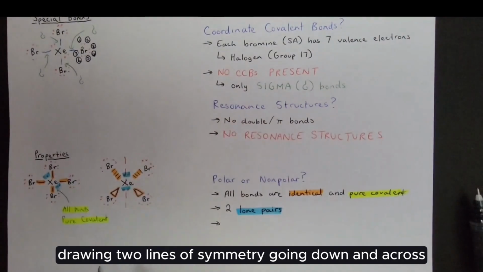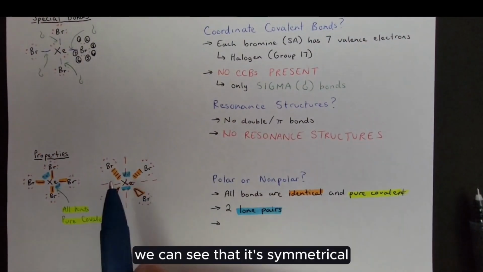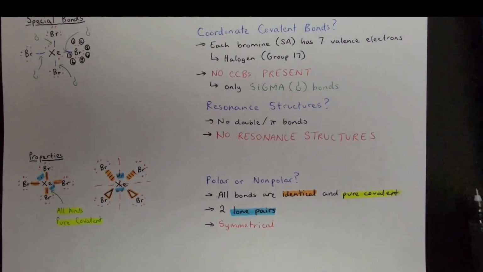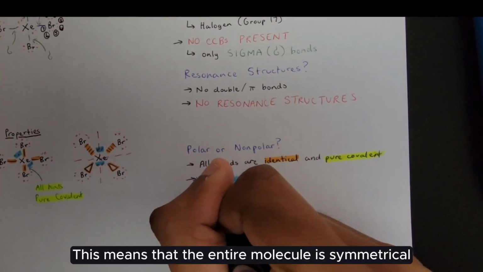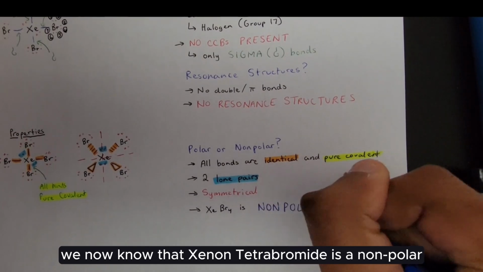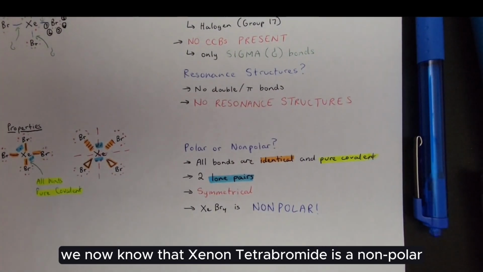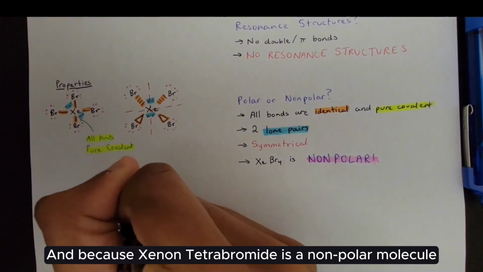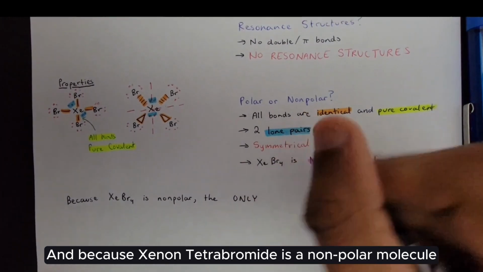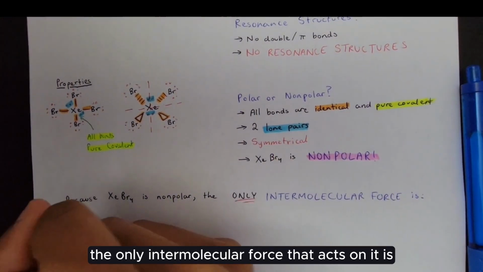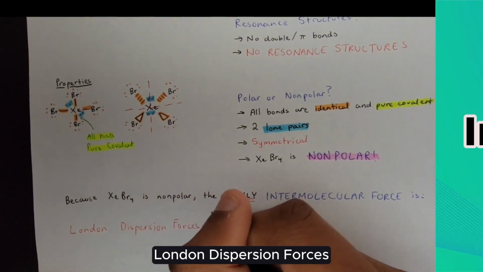Our next objective is to determine molecular symmetry. Drawing 2 lines of symmetry going down and across, we can see that it's symmetrical on both sides of the lines. This means that the entire molecule is symmetrical, and combining all of these facts, we now know that xenon tetrabromide is a nonpolar molecule. And because xenon tetrabromide is a nonpolar molecule, the only intermolecular force that acts on it is London dispersion force.